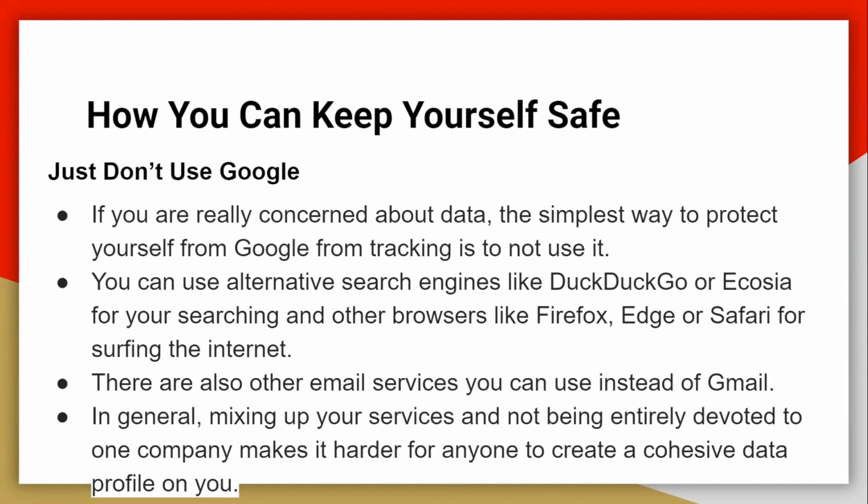And so the seventh way is just don't use Google. If you're really concerned about your data, the simplest way to protect yourself from Google is to not use it. You can use alternative search engines like DuckDuckGo or Ecosia for your searching and other browsers like Firefox, Edge, or Safari for surfing the internet. There are also other email services you can use instead of Gmail. In general, mixing up your services and not being entirely devoted to one company makes it harder for anyone to create a cohesive data profile on you.